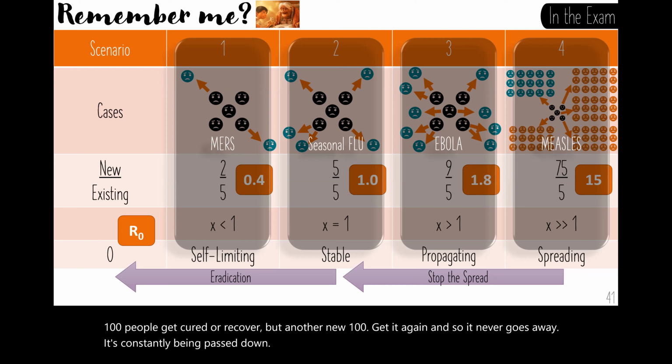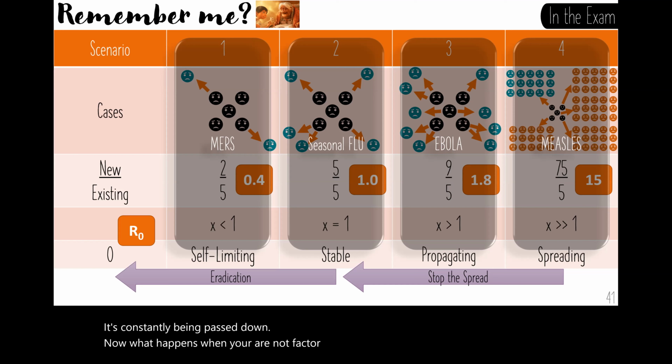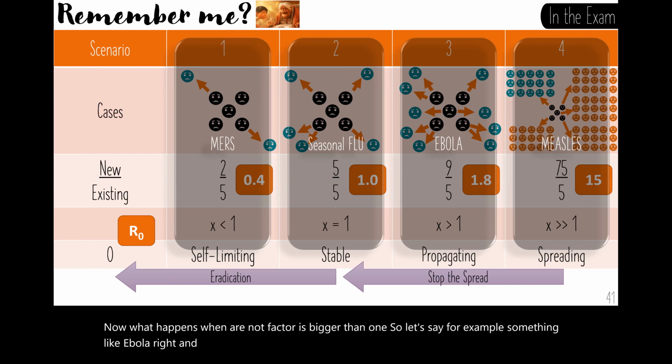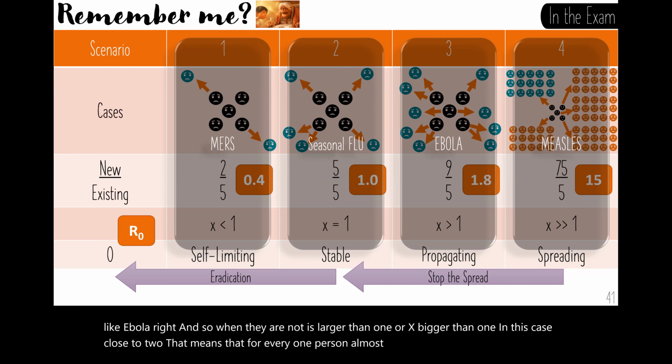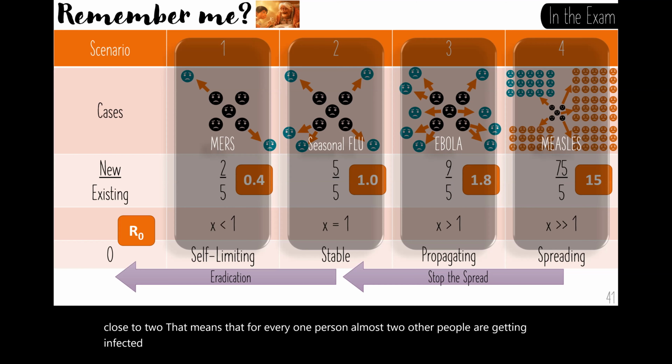Now, what happens when your R0 factor is bigger than 1? Let's say, for example, something like Ebola, right? When the R0 is larger than 1, in this case close to 2, that means that for every one person, almost 2 other people are getting infected. This disease is considered to be propagating, meaning that more people keep getting infected every round. If that continues, it will spread out and we won't be able to stop it. So this is where the situation gets dangerous.